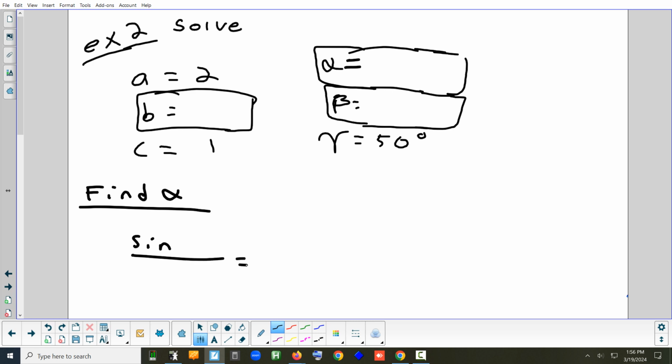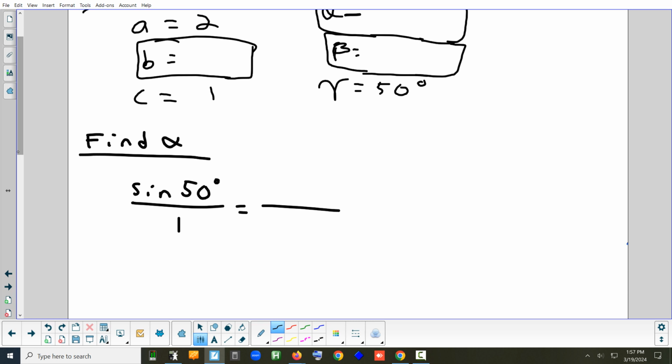Okay, what could I put on the left side to represent a full row? Sine of 50 degrees over 1. Would that just be sine of 50? Yeah, it's just going to be sine 50. And what would go on the right side? Sine of alpha over 2.